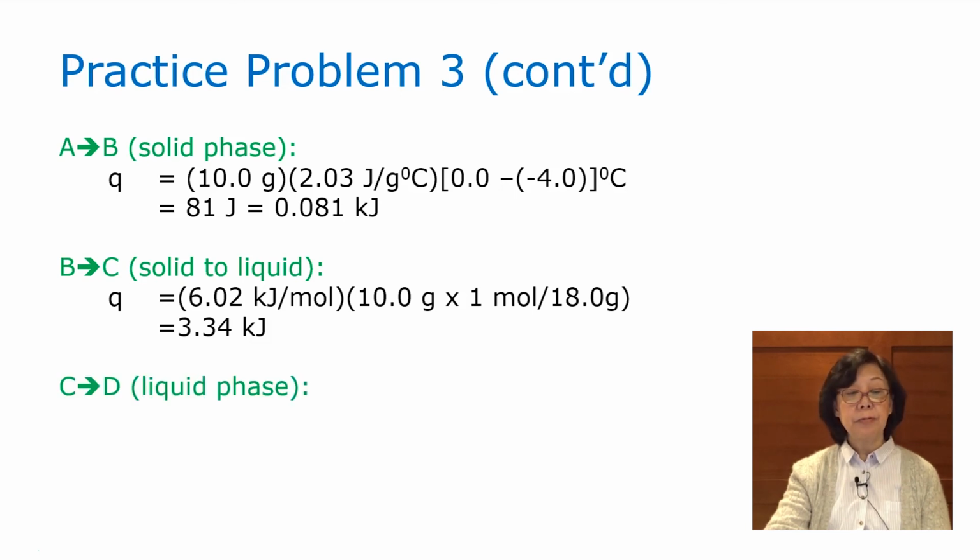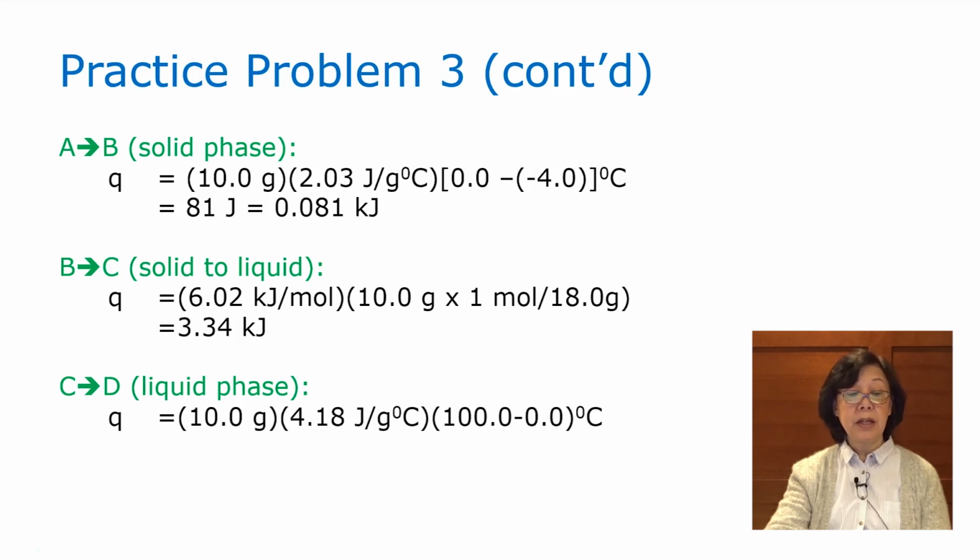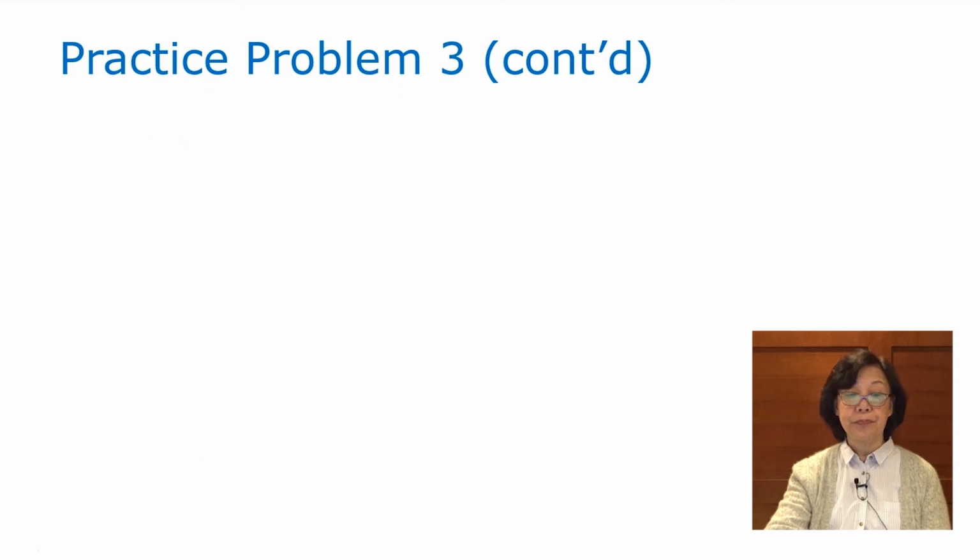For segment 3, C to D, the liquid phase, Q is calculated as 10 grams of water times specific heat 4.18, and the water changed in temperature from 0 to 100. Therefore, the Q is 4180 joule or 4.180 kilojoule.